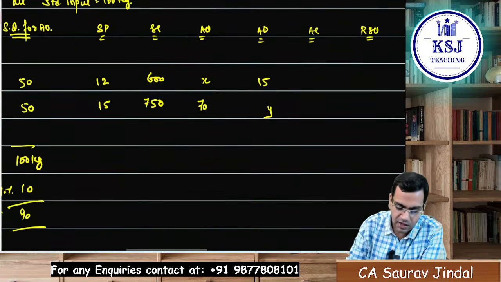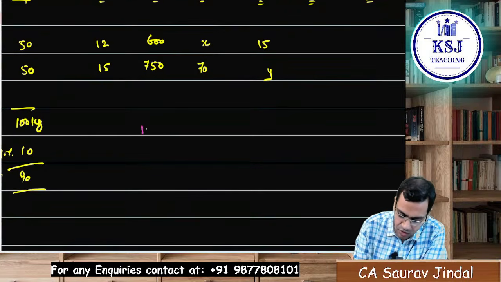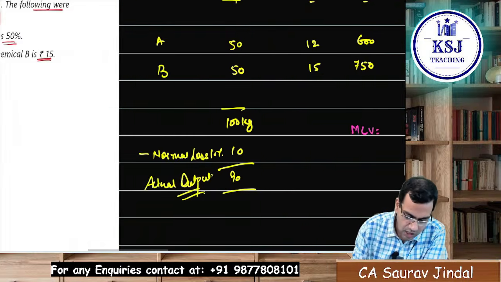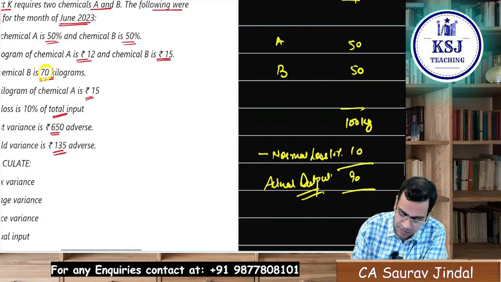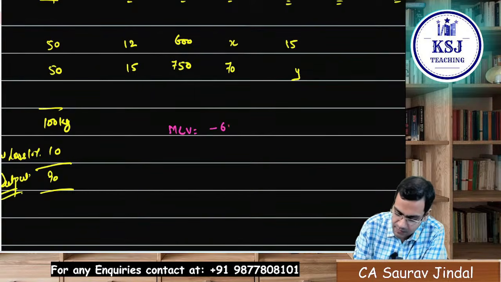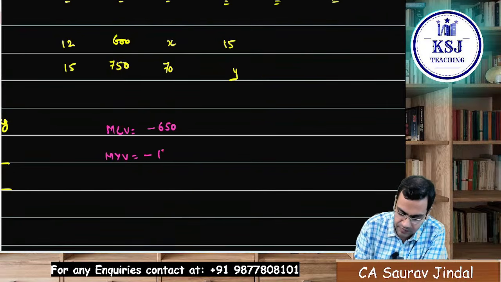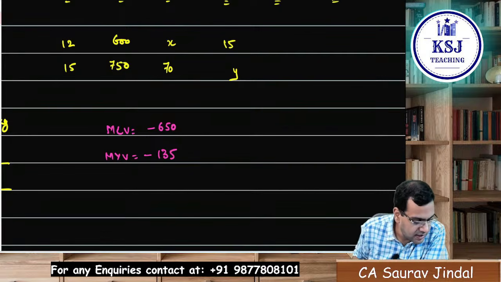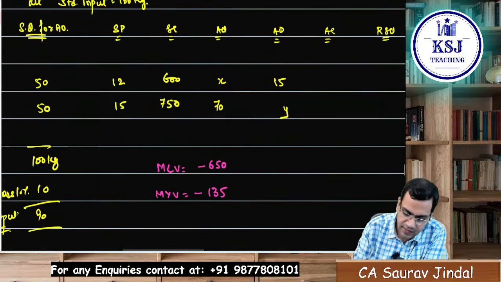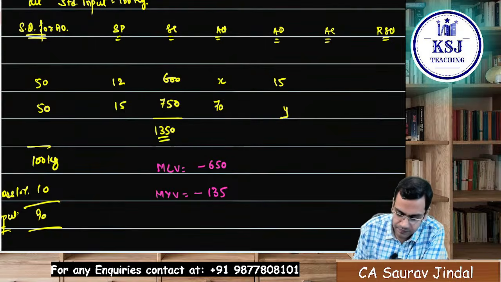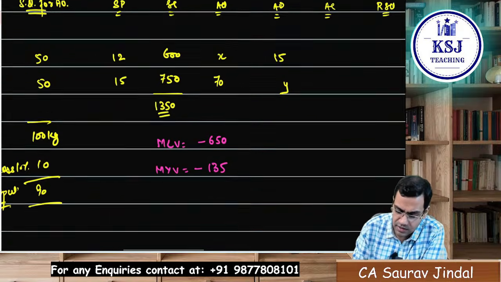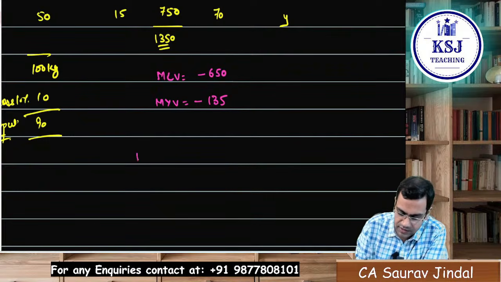What else is given now? It is given the material cost variance is minus 650 and material yield variance is given as minus 135. Right? Now, let's see what we can do with the cost variance. First here, we will write 1350. This is the standard cost.